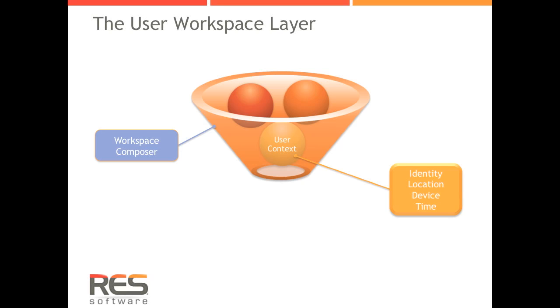It looks at the user's current location, so geographically or whereabouts on the network the user is at that point in time. Am I working from the office, or am I logging in from home or an airport? What kind of device I'm using, like a laptop or a desktop. And finally, the time of day or the day of the week. Based on the context, the composer can expose the correct content to the user.